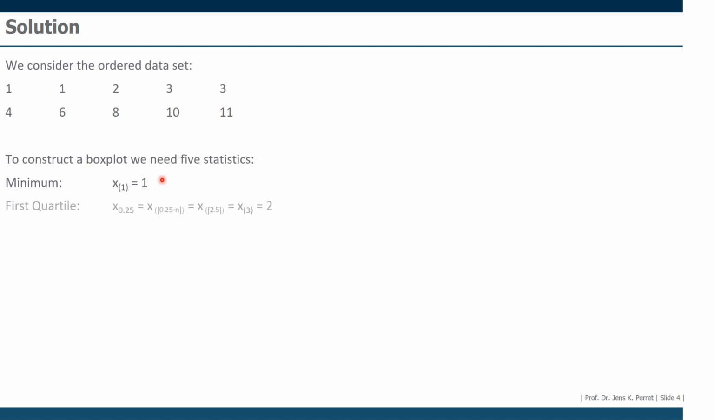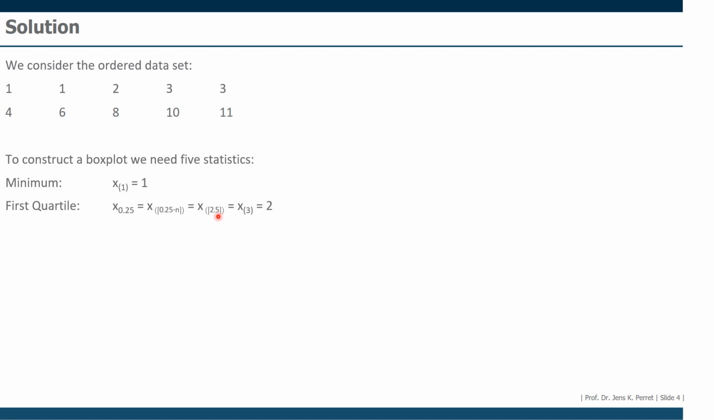Then I'm going to continue with the first quartile, which is the 25% percentile. To get this, I'm first going to multiply 0.25, because of the 25%, with the number of observations. Here I have 10 observations, so I'm going to calculate 0.25 times 10. The result in this case is 2.5.